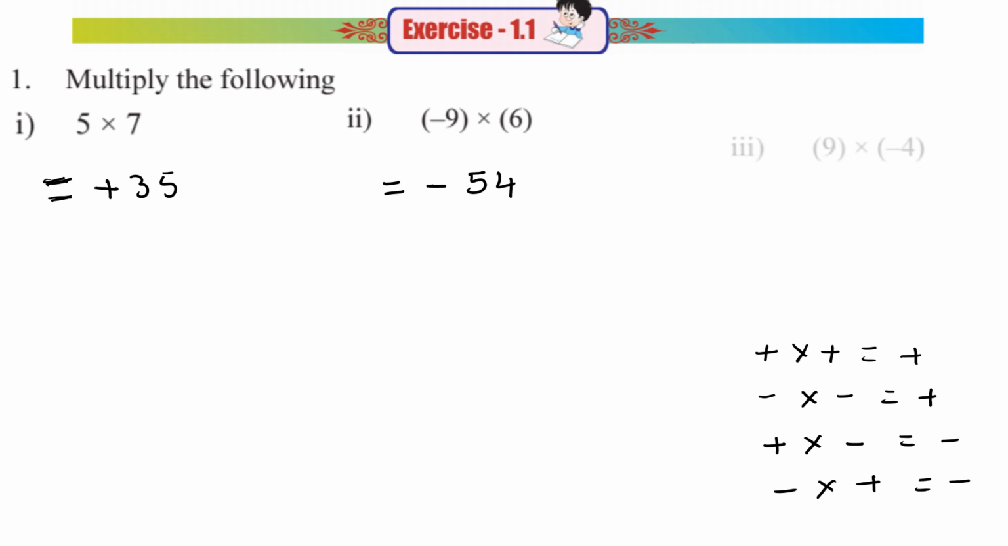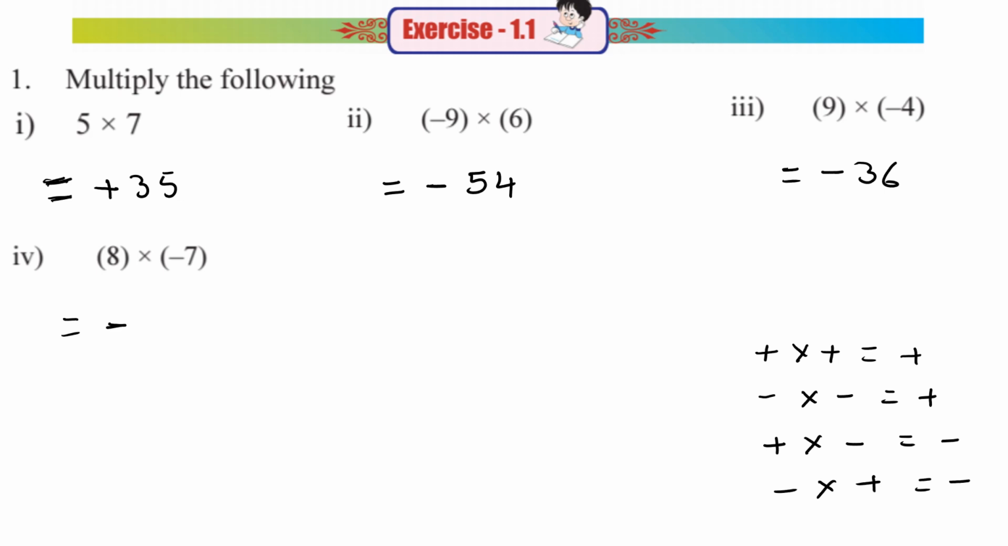Next question: positive into negative means negative only. 9 fours are 36. Now the next question: 8 into minus 7. 8 is positive, 7 is negative. First we multiply the symbols: plus into minus is minus, and 8 sevens are 56.